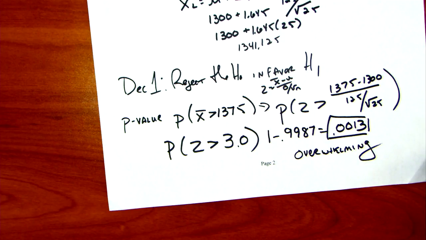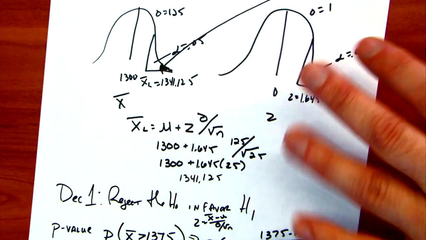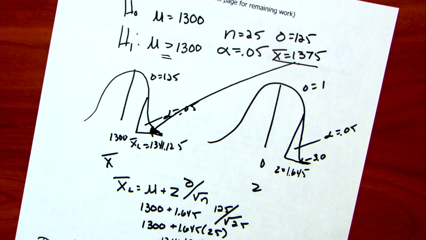Roger asked, if the test statistic was 1375 point something, would it still be in the range? Yes. Roger, anything greater than 1341 is in the rejection range. So I don't care if it's 1375.8, I don't care if it's 1500, it's in the rejection range. Anything greater than 1341.125.